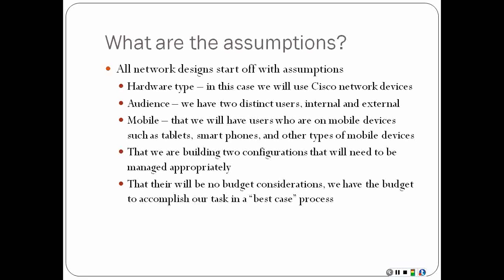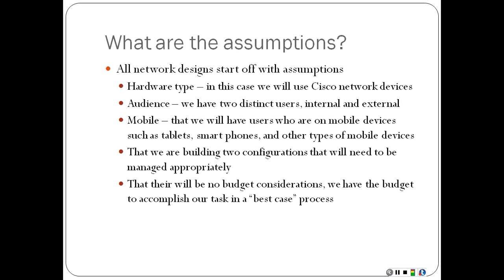We know that people are going to be on mobile devices. We know that they're going to have tablets, smartphones, and other types of mobile devices. Both the internal and external clients will have any device that you can imagine. And we're basically going to be building two configurations, but they're going to need to be managed appropriately and semi-separately, right? So that if we push a change off to the wireless routers on the student network, that change isn't pushed off to the instructor network.